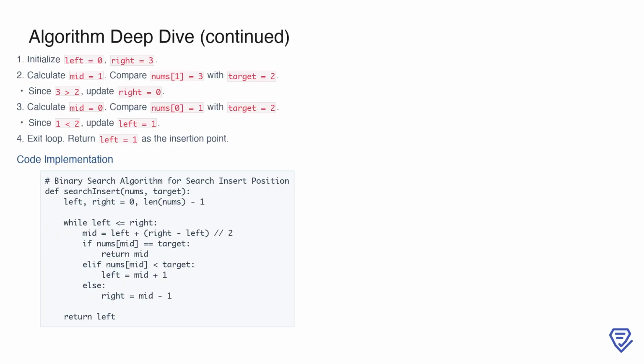The corresponding Python code implementation reflects these steps. It uses a straightforward binary search loop, updating the left and right pointers based on comparisons between nums[mid] and the target. If the target is found, the index is returned immediately. Otherwise, the final value of left is returned after the loop ends.